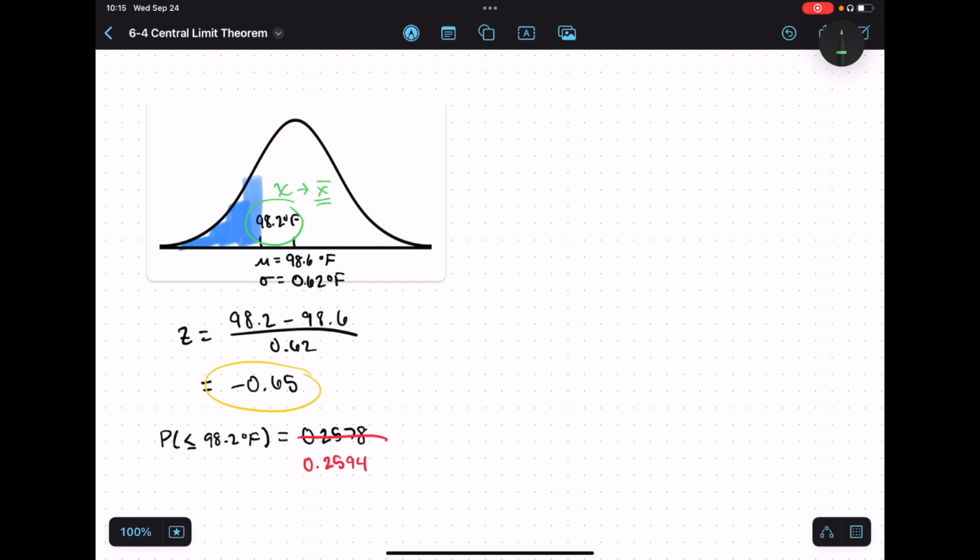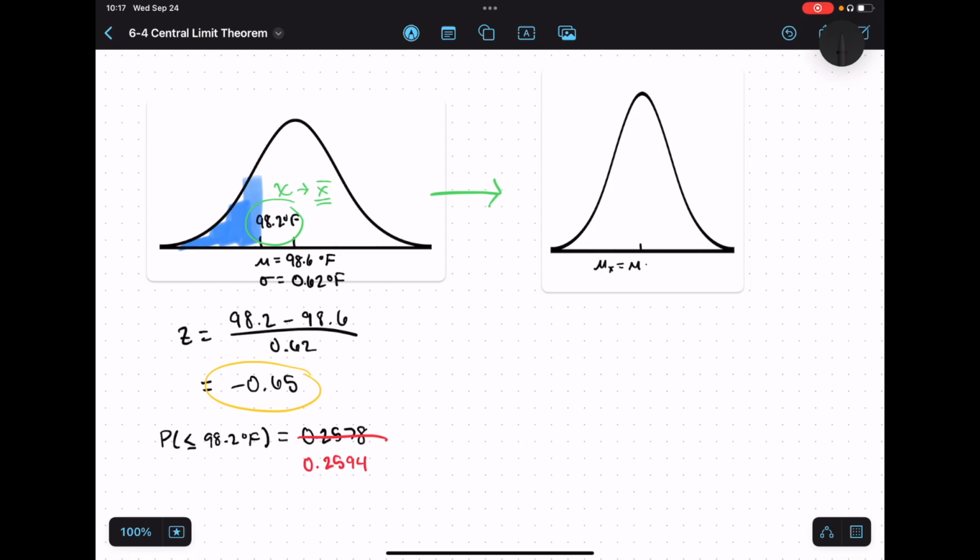Now, what if we wanted to know the probability of getting a sample mean of x bar? For example, conducting a study of 106 participants and finding that mean value to be 98.2 degrees Fahrenheit or lower. To do this, we need to look at the sampling distribution of x bar. Now, the mean of sample means will be the same as the population mean of 98.6 degrees Fahrenheit. However, our standard deviation changes and is calculated as the population parameter divided by the square root of sample size.